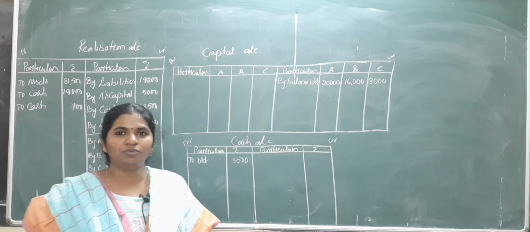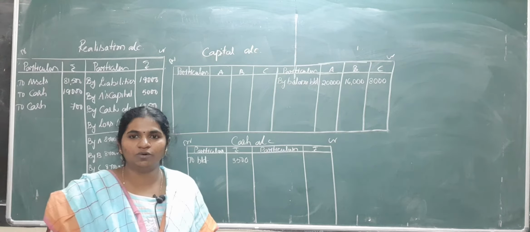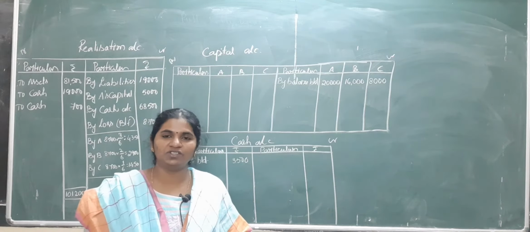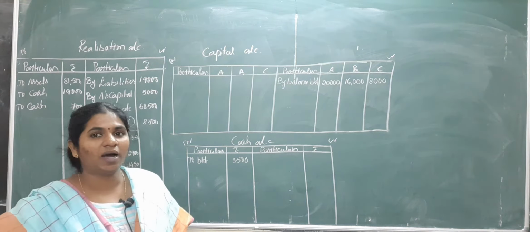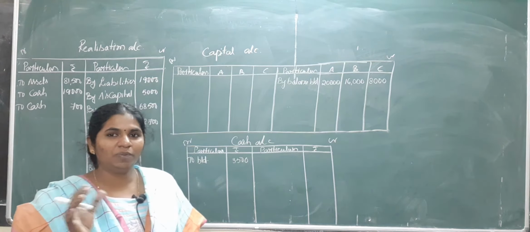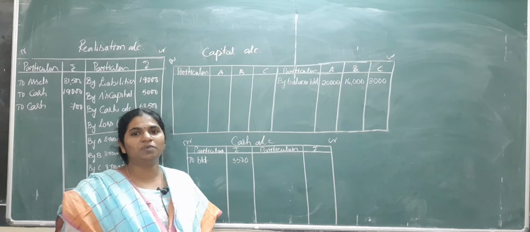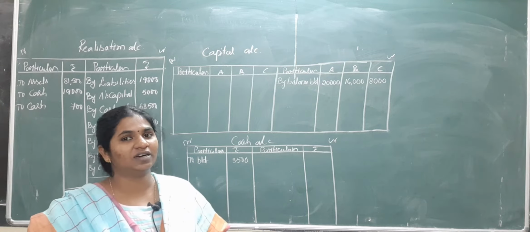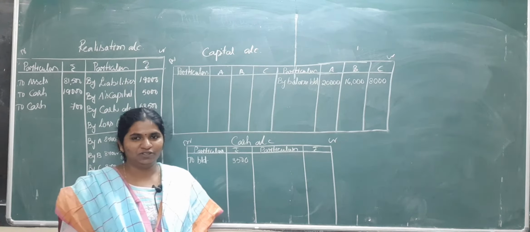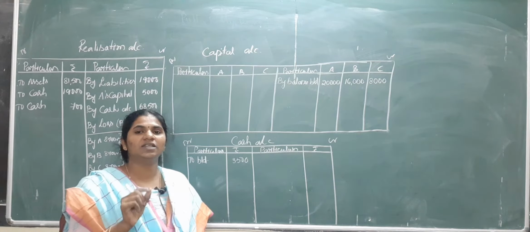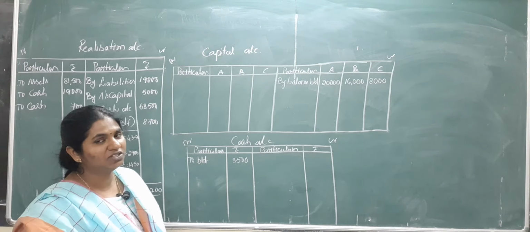Now we have to prepare ledger accounts, and as you all know, we have to prepare 3 ledgers. Number 1, realization account, number 2, partners capital account, and number 3, cash account. While preparing the realization account, what is its purpose? The partnership firm wants to check whether it is in the profit zone or in the danger or loss zone. So all the journal entries that we wrote have to be posted in the realization account.